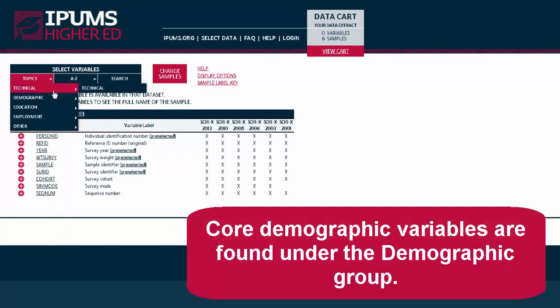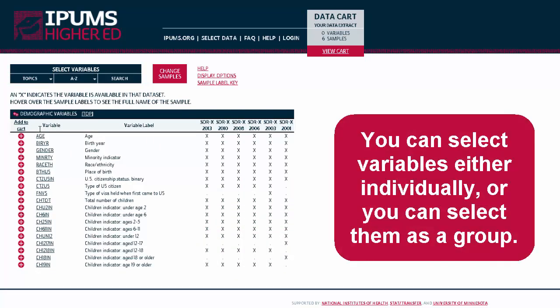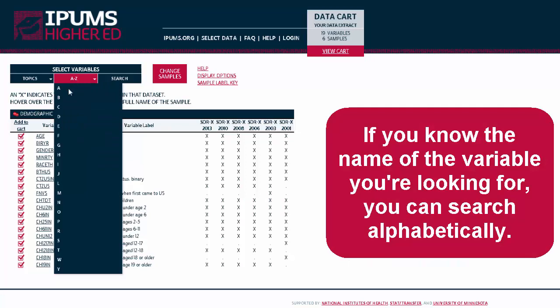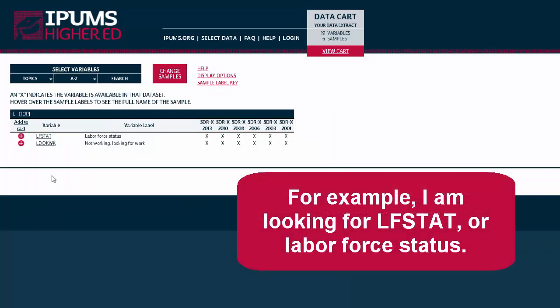Core demographic variables are found under the demographic group. You can select variables either individually, or you can select an entire group. If you know the name of the variable you're looking for, you can search alphabetically. For example, I am looking for LF-STAT, or labor force status.